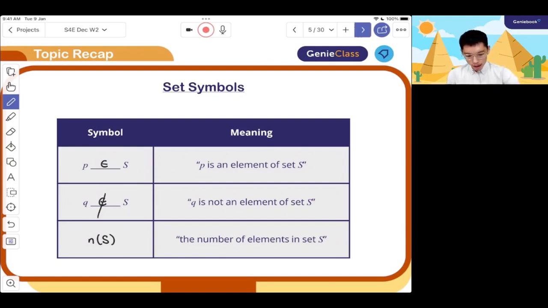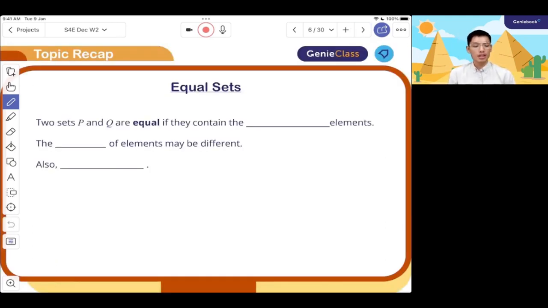Alright, next up, our next recap. When we talk about equal sets, when we say two sets are exactly equal, even though the order of the elements is different, if they contain the exact same elements, we call them equal sets. In this case, the number of elements in both of the sets is equal.